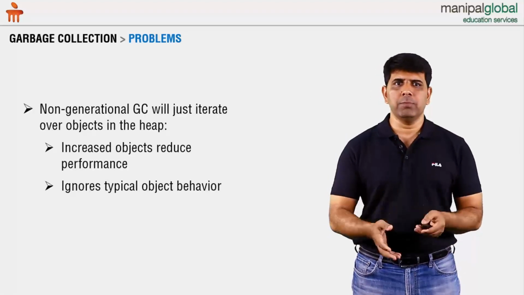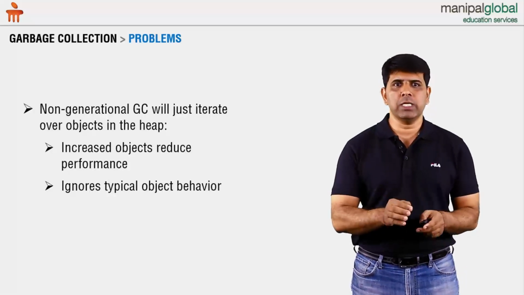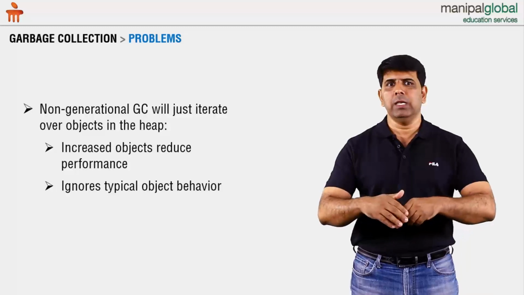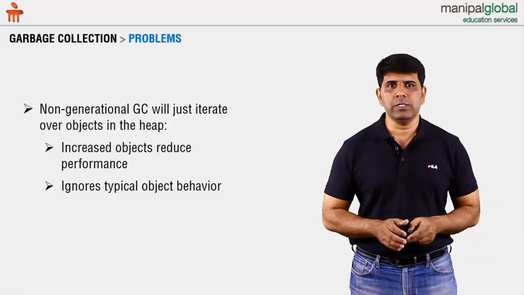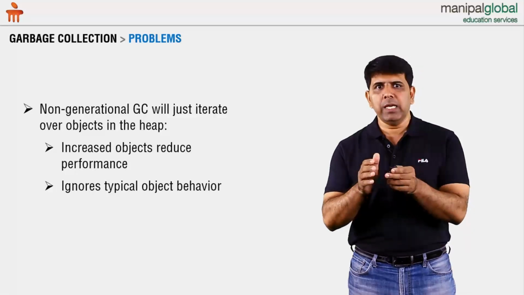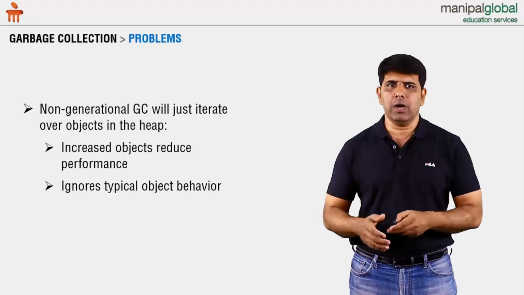Now there are some problems in this particular model, which is also called non-generational GC, because later they introduced something called generational GC. The problems in the non-generational GC are increased objects, reduced performance, and ignoring typical object behaviors.